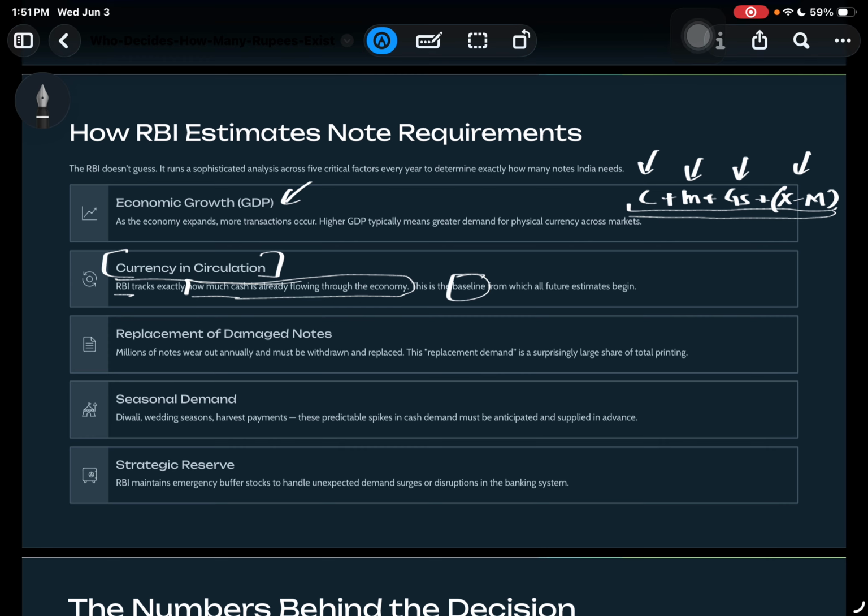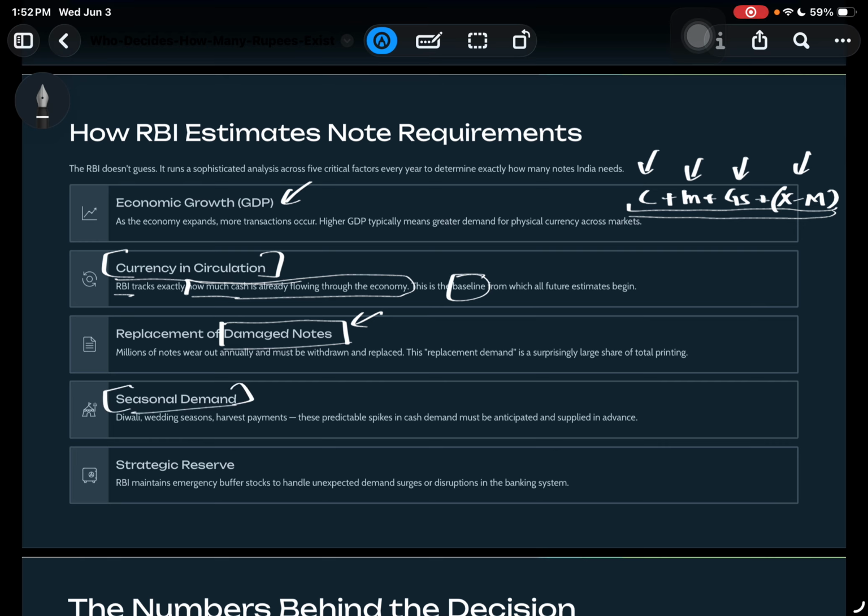One of the major reasons why RBI is constantly printing money is to replace the damaged notes. We have paper notes in circulation. Those have a nature of getting degraded, not degraded but damaged, right? So in order to replace those notes, RBI is continuously printing money.